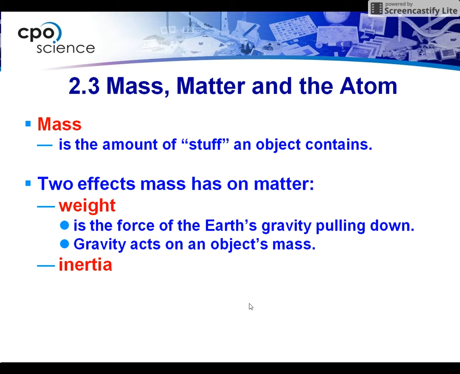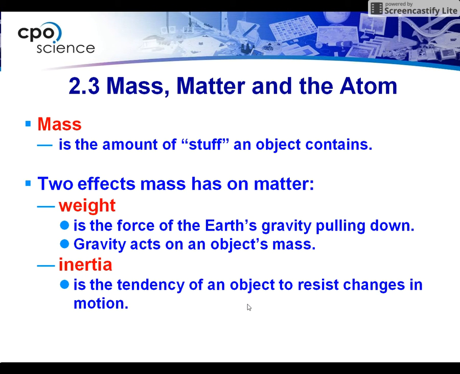The second effect is what we call inertia. And again, we're going to learn more about this in chapter 5, but you may have learned it in your 8th grade science class. It's the tendency of an object to resist change in motion. Now, what you probably learned in your 8th grade science class was that objects in motion stay in motion and objects at rest stay at rest.